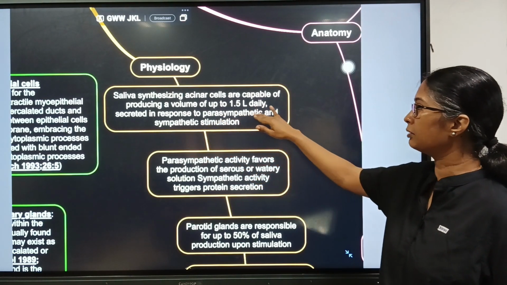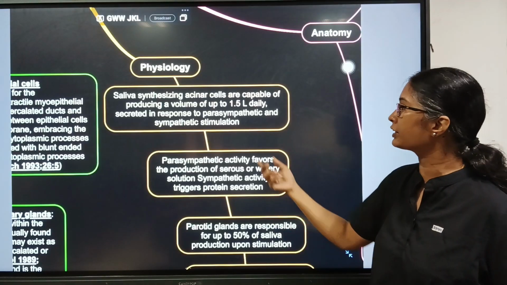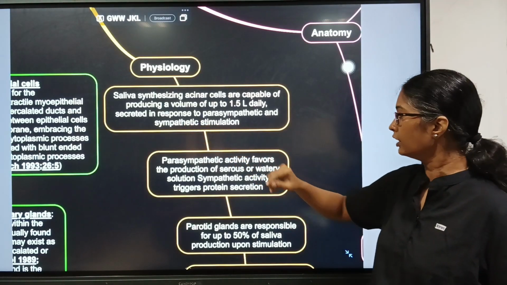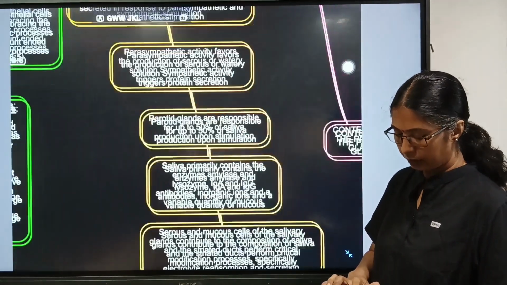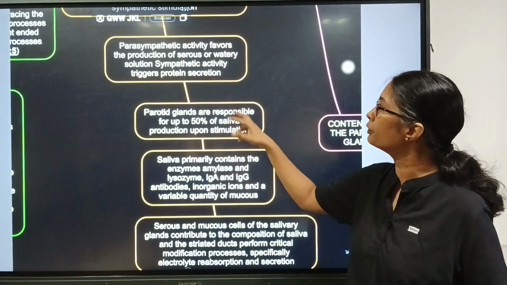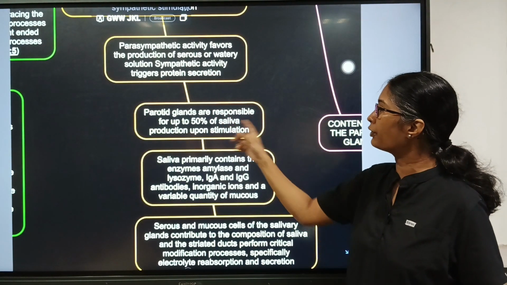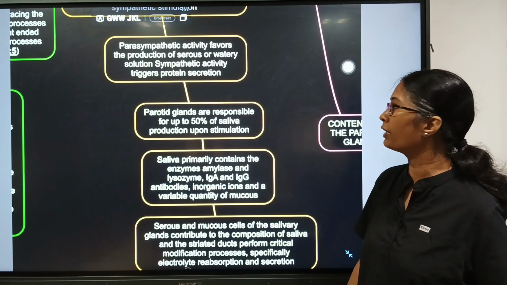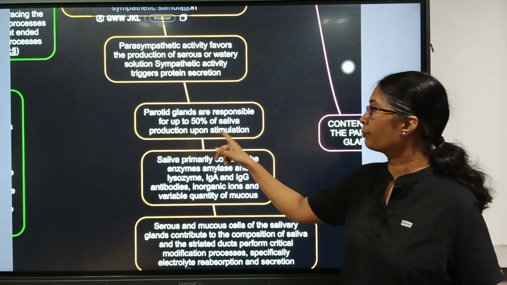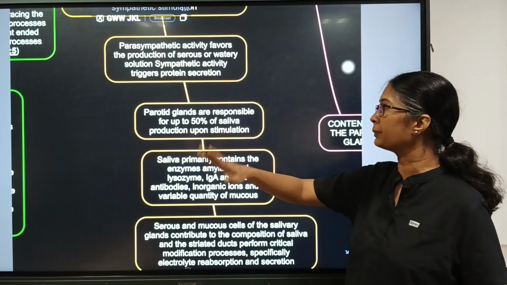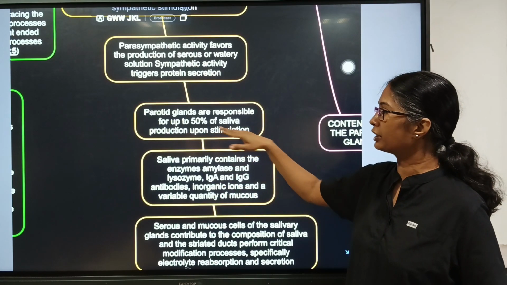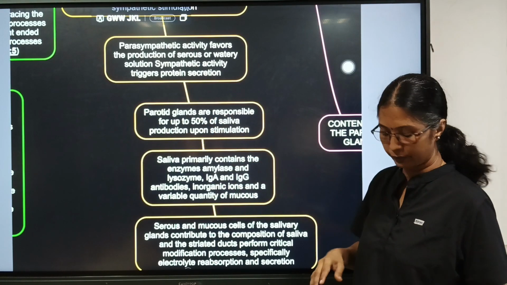So the parasympathetic stimulation will increase the serous production, the sympathetic stimulation will increase the mucus production. Mucus in the sense the protein, which is the mucin. So it is sympathetic activity that triggers the protein secretion. And the parotid glands are responsible for up to 50% of the saliva produced upon stimulation. So normally it is only 20%, but on stimulation 50% of the saliva is produced by the parotid glands.